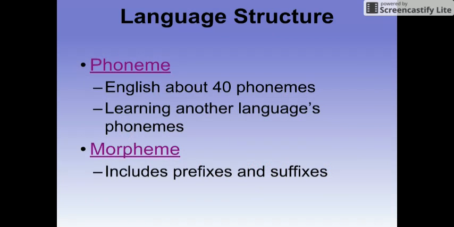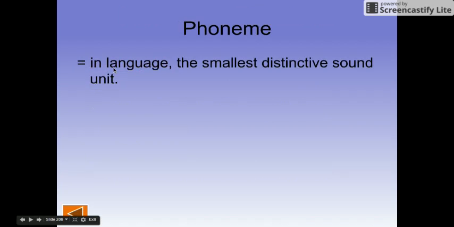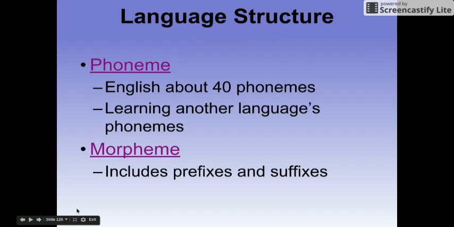So the structure of language is made up of two different ideas. The first one is called a phoneme, which a good definition of the phoneme is the smallest distinctive sound unit, like for the letter A, ah. That's the smallest distinctive sound unit. In English, there are about 40 phonemes. And what becomes challenging is when you go to learn another language's phoneme. Certain Native American languages, for example, have phonemes that we don't have. And so past a certain age, it becomes virtually impossible to pick up on those language phonemes.